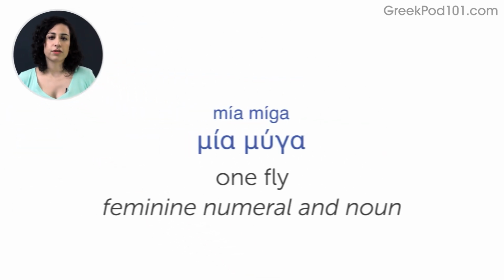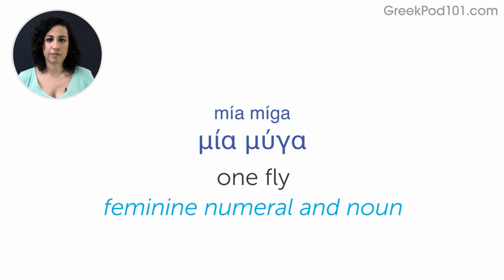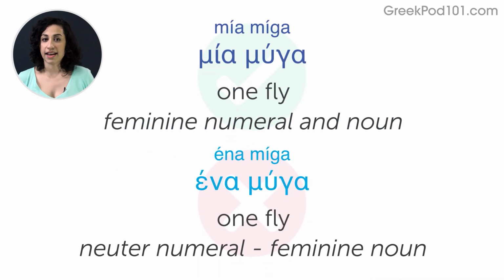First, let's see some details about the cardinal numbers. Those are considered adjectives in Greek, so they need to agree in gender, number, and case with the noun they define. For example, μία μύγα, feminine numeral and noun. One fly, not ένα μύγα, neuter numeral, feminine noun. Sounds complicated? Let's start with the easy stuff.